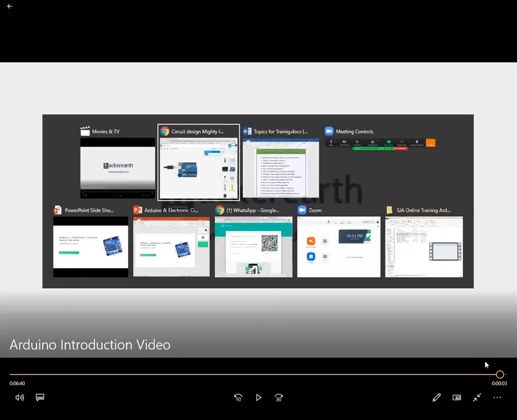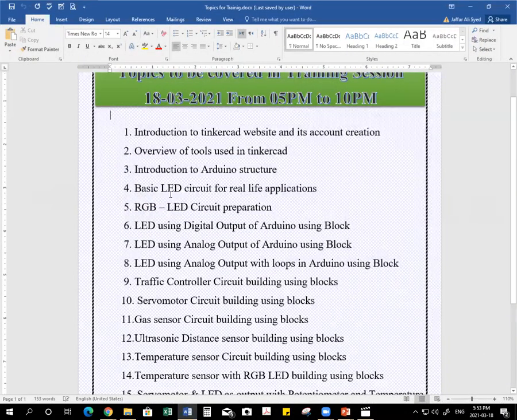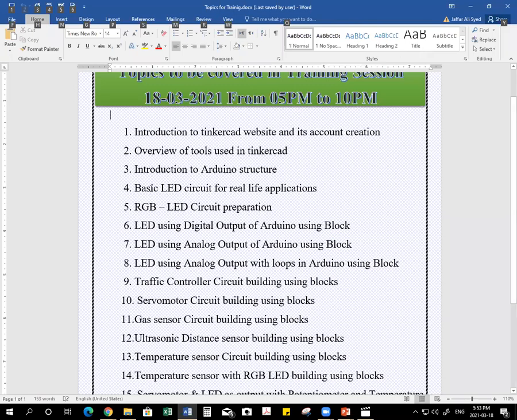Okay, welcome back. So now you know the small concept of the Arduino by stepping through different circuits. You can have more exposure to these Arduino connections, its programming, its building. So the next topic is: RGB LED circuit preparation is finished. Okay, LED using digital output of Arduino using blocks.